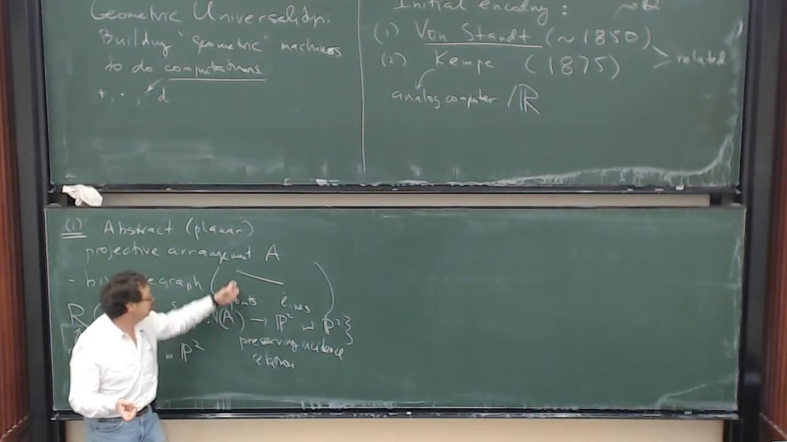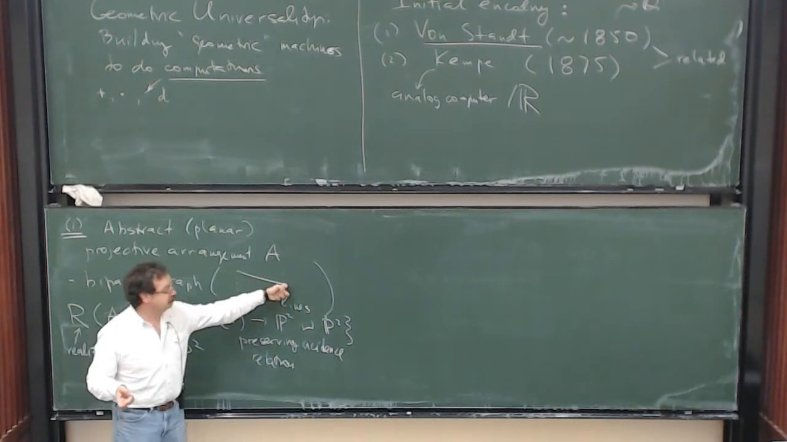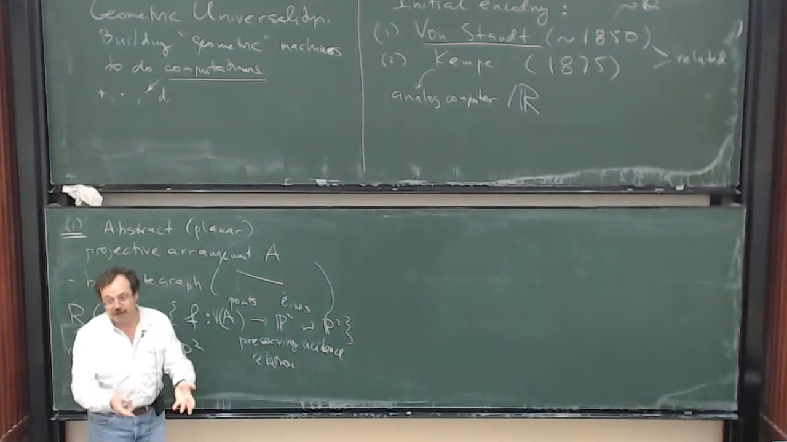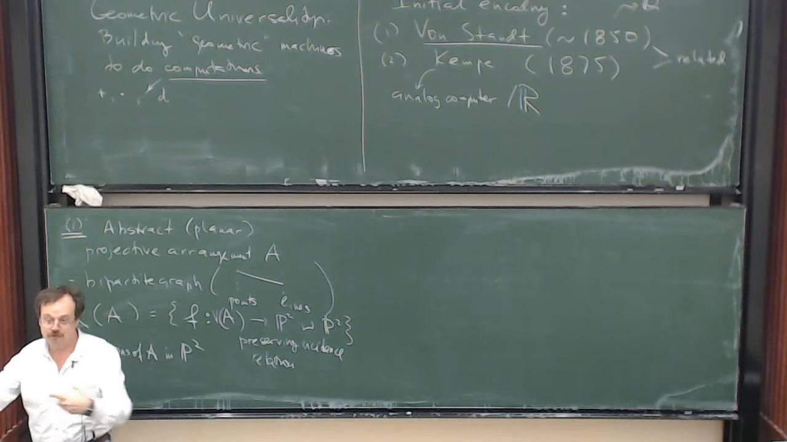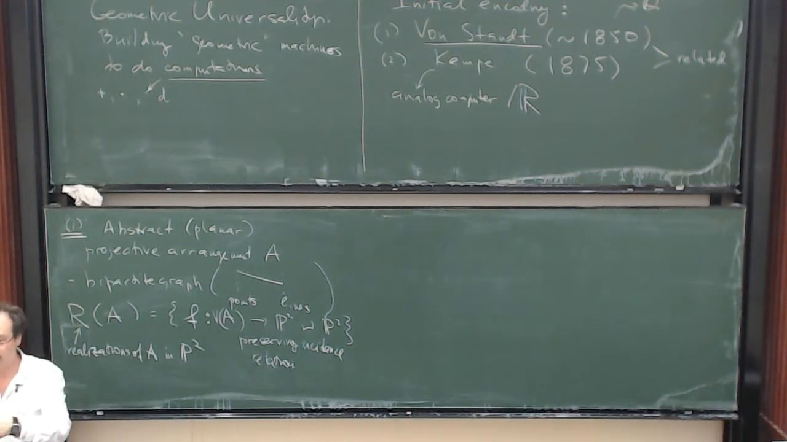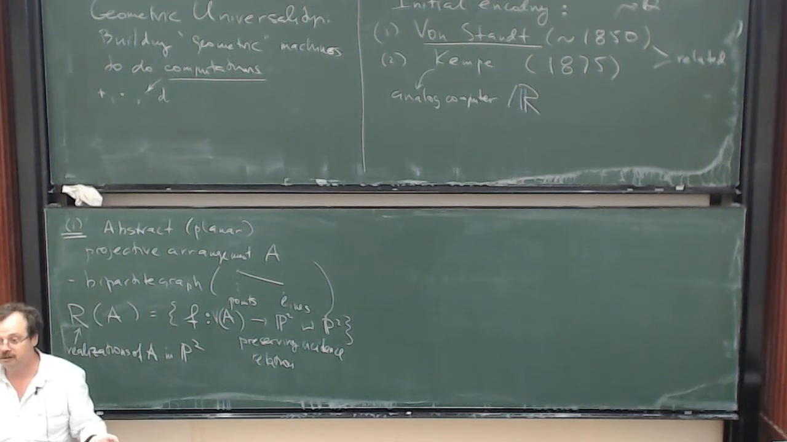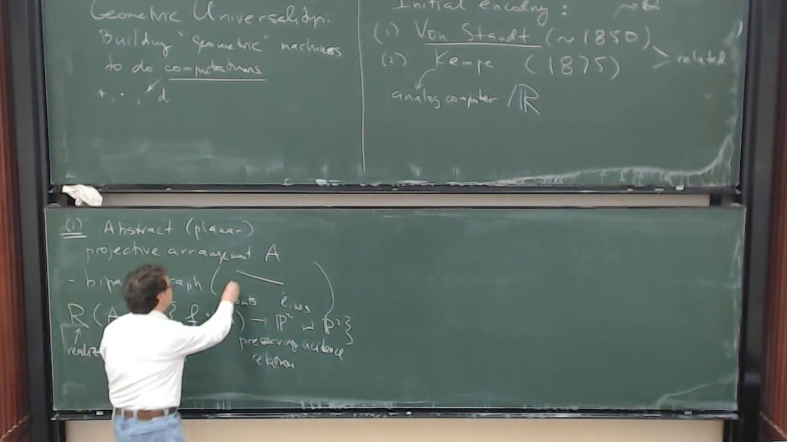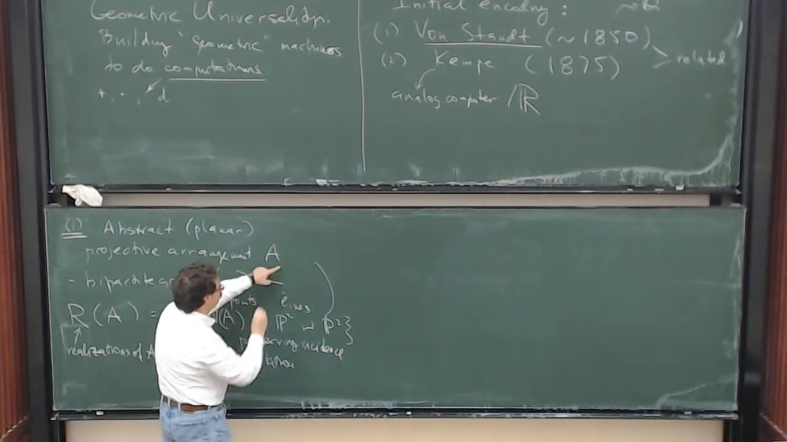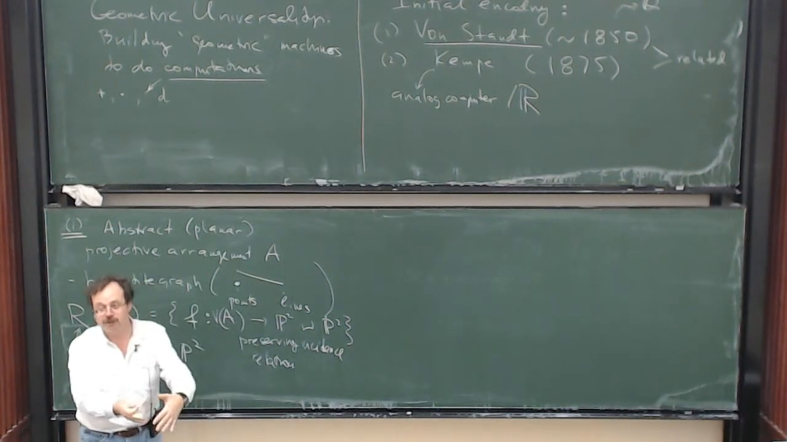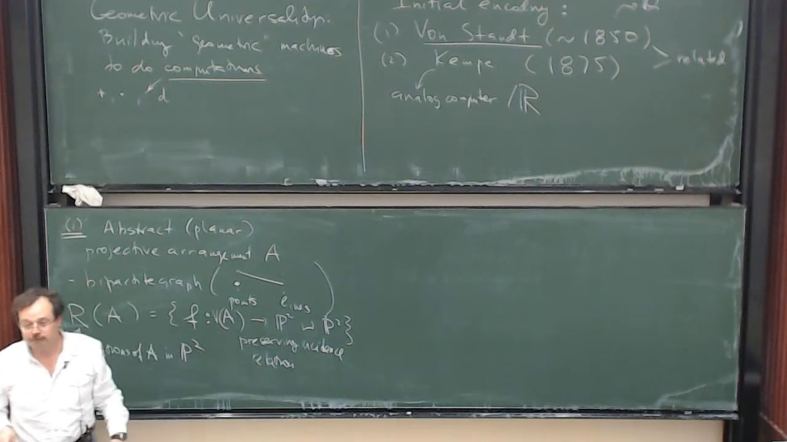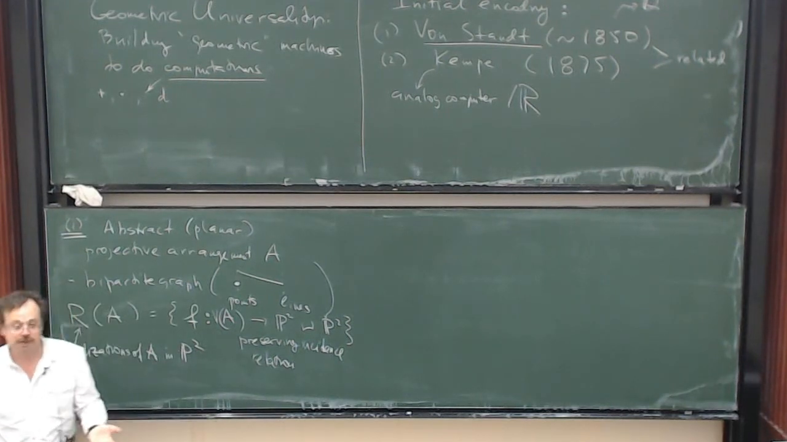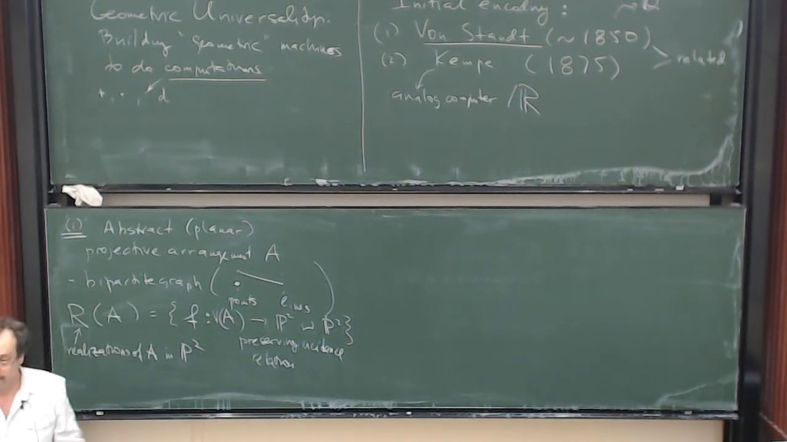And preserving incidence means that if this point is incident to this line, then F is supposed to send this point to a point on the line. Not vice versa, I don't care. It might not be faithful. Maybe this point is not incident to this line, but under the realization they become incident. That I don't care about. It's like a homomorphism, it doesn't have to be injective.